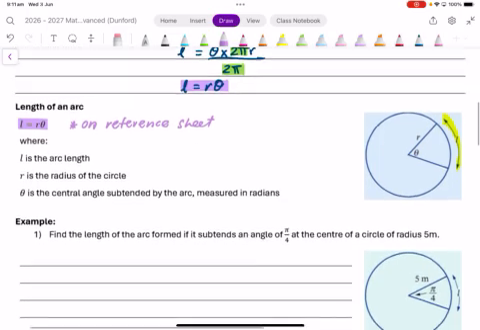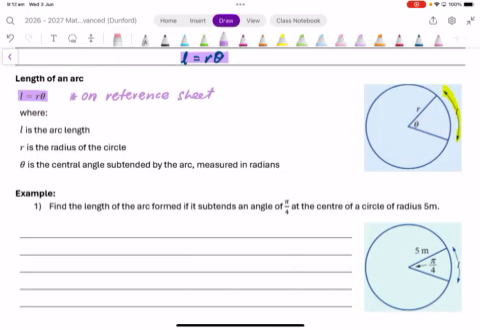For our first example, we want to find the length of the arc formed if it subtends an angle of pi on 4 at the center of a circle of radius 5 meters. Our first thing to do is write out our formula L equals r theta. Off to the side, we should state what our r equals, which is 5, and our theta equals pi on 4. So we can easily substitute these into our formula.